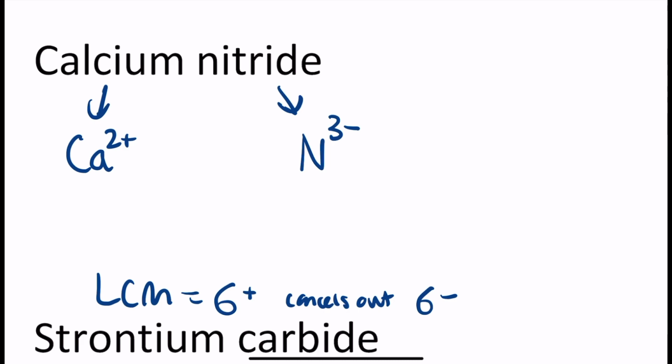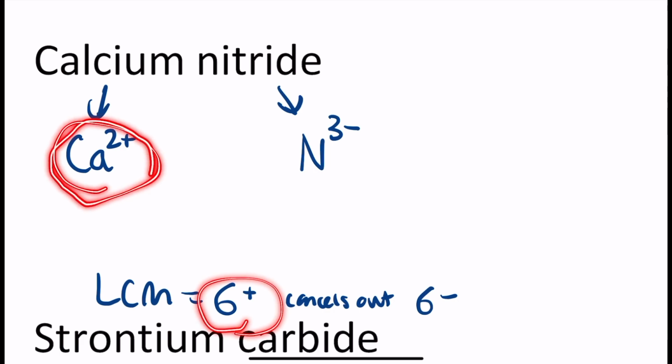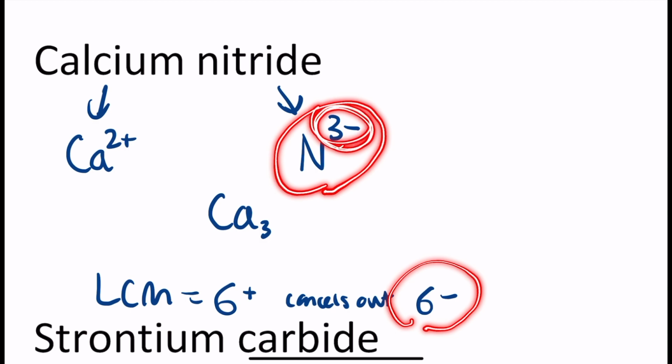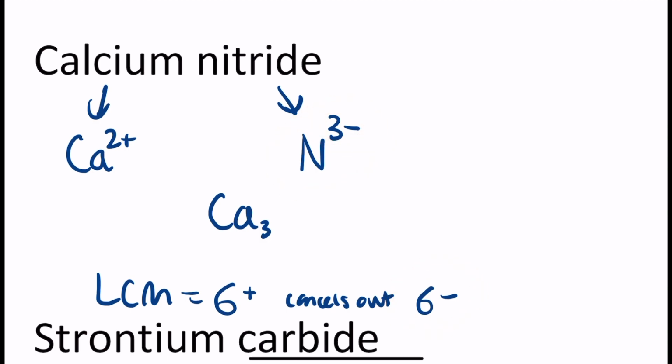So you can ask yourself, how do I get a positive 6 charge from a positive 2 charge? The answer is if you have 3 calcium ions. So let's do Ca3. And you can ask yourself, how do I get a negative 6 charge from this 3 minus ion? The answer is you need 2 of those 3 minus ions to get to negative 6. So that's how I personally like to solve problems like this. This is Ca3N2. This is what calcium nitride's formula looks like.